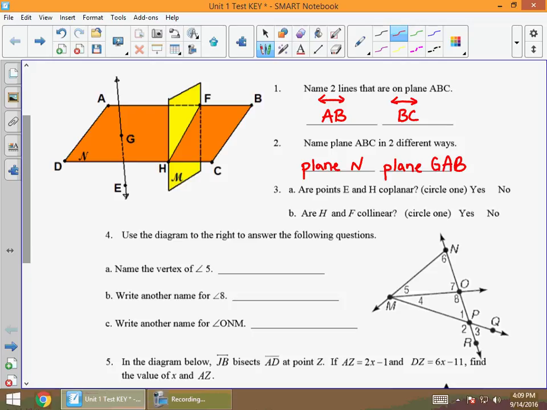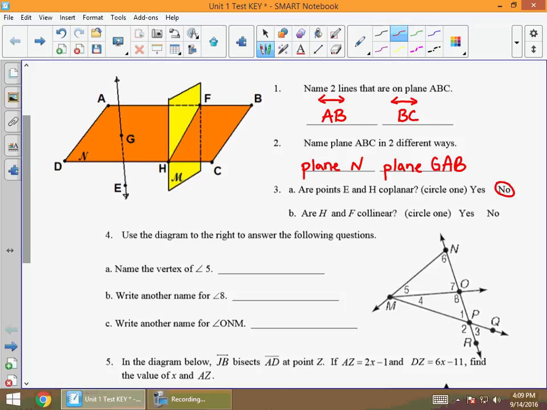So if I look, where's E? Here's E down here, and here's H. So we see that E is on a line that's underneath the orange plane. It's somewhere down in space. H is in 2 different planes. H is actually in the orange plane, and it's also in the yellow plane. So H sits in 2 different planes. E does not sit in either one. So are they coplanar? The answer is no, they are not. They're not coplanar.